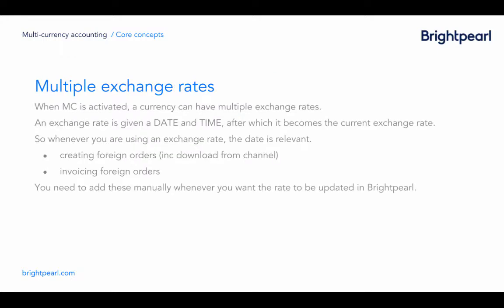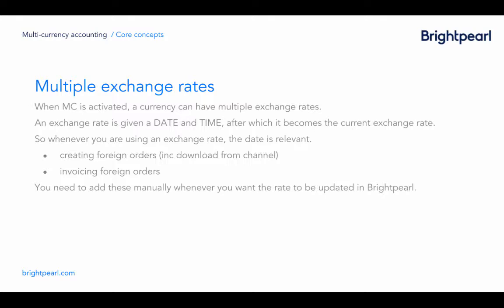So, previously, prior to multi-currency being activated, the currency had a single exchange rate which you could edit. Now Brightpearl has multiple exchange rates, and each exchange rate has got a date and a time. And Brightpearl goes to its own exchange rate tables, which are living within your account, every time you do a foreign currency transaction. It looks for the rate at the time of the date of the transaction.